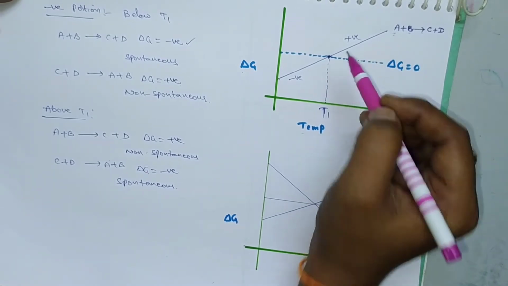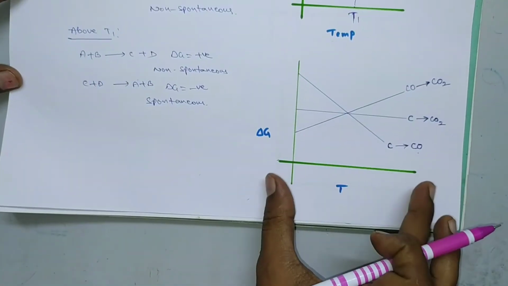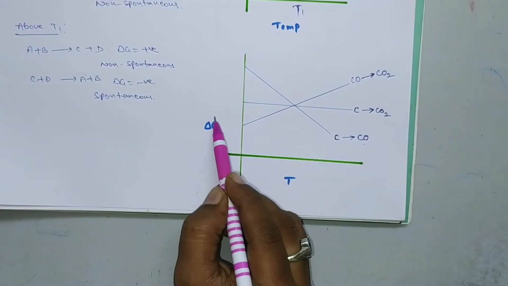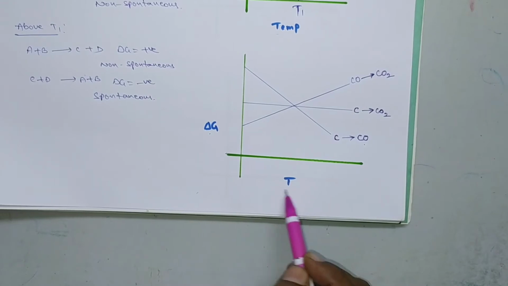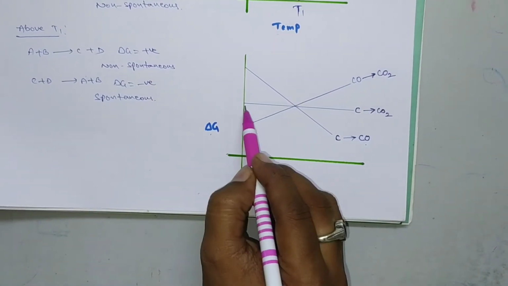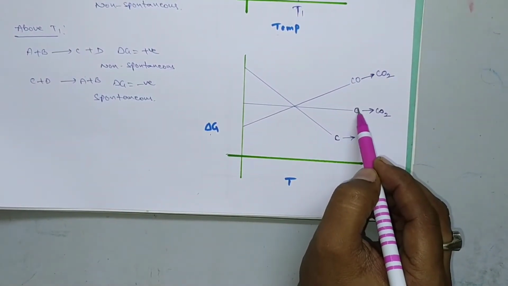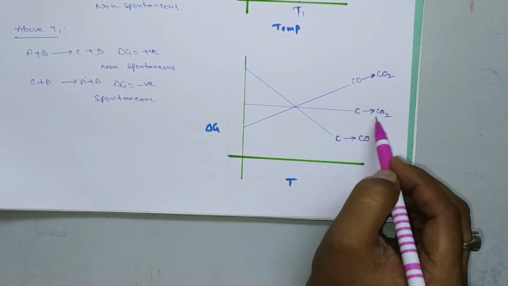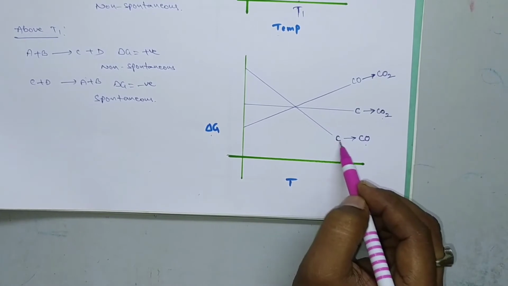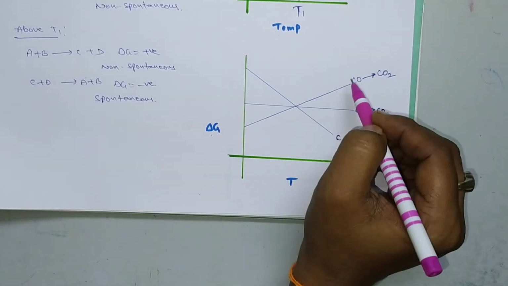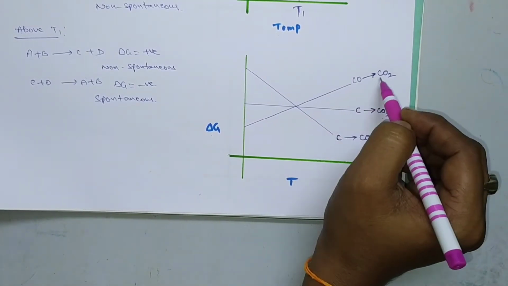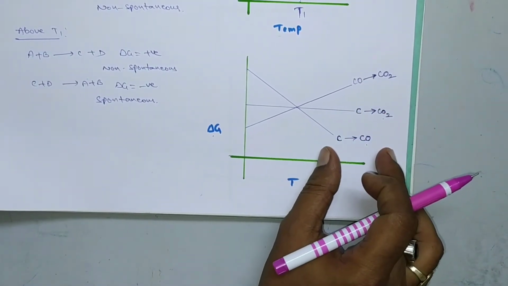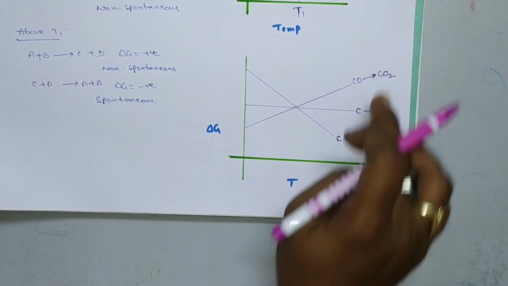Okay, clear? Now let us consider another example. Here also there is a variation of Gibbs free energy with respect to temperature. This curve represents the change in carbon to carbon monoxide and carbon dioxide. Here carbon converts to carbon dioxide, here carbon converts to carbon monoxide, and here carbon monoxide converts to carbon dioxide. All these are generally oxidizing processes, so all these undergo oxidation.